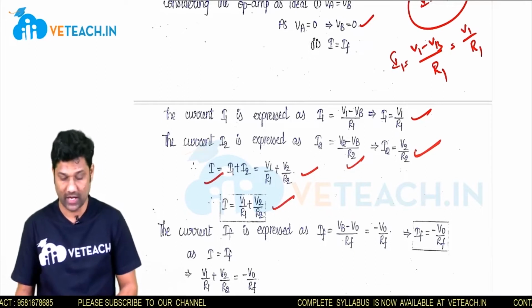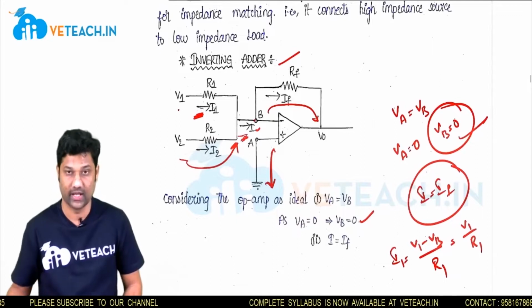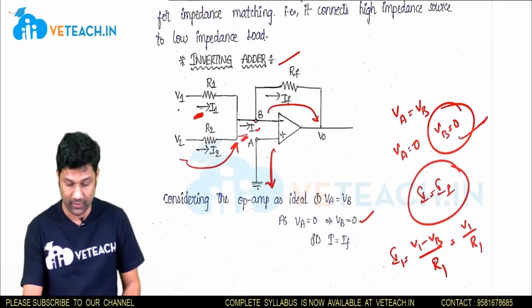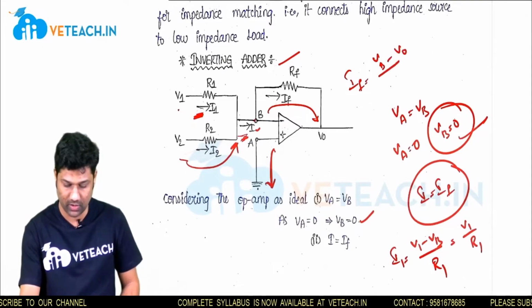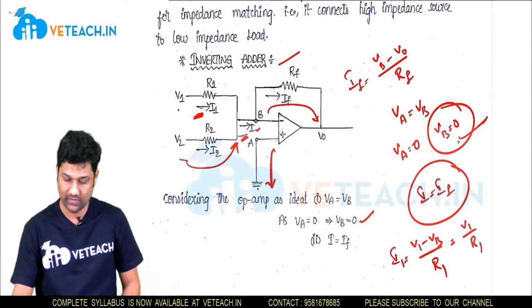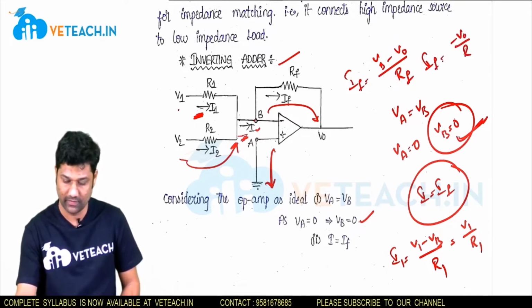In a similar way, the current IF is the feedback current, starting from VB and ending at V0. So we can write IF equal to (VB minus V0) by RF. As VB is equal to 0, we can write IF equal to minus V0 by RF.